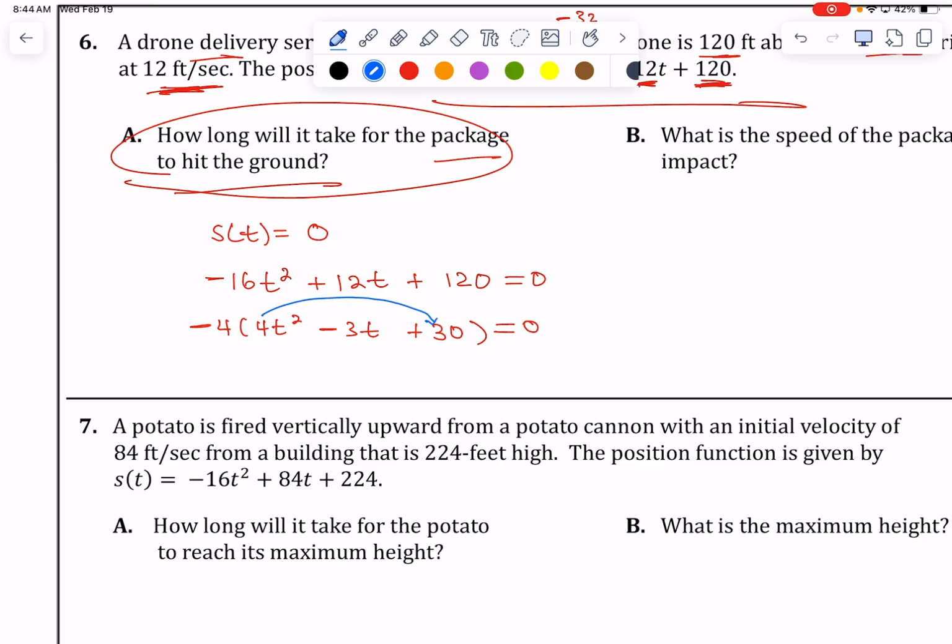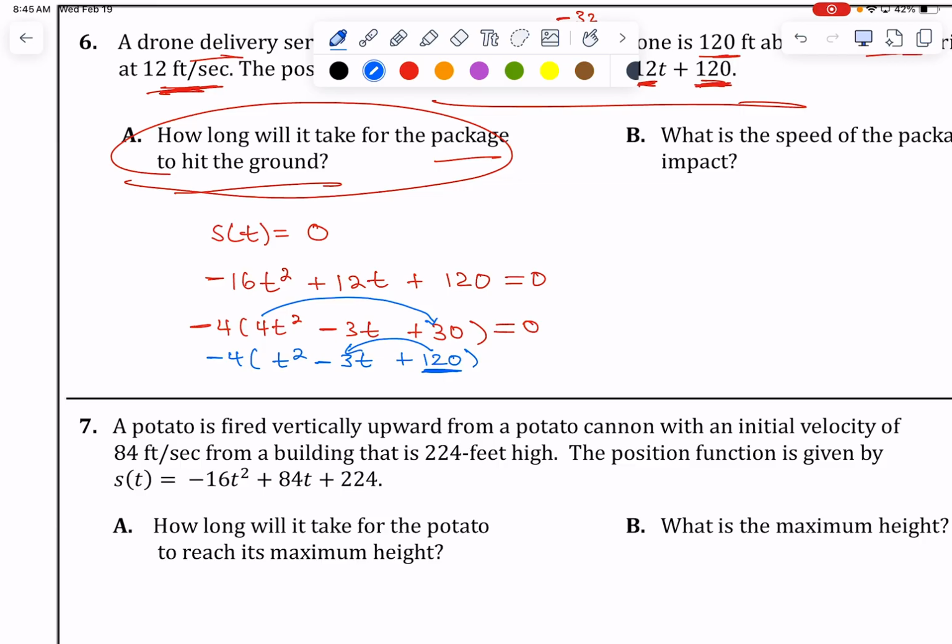You go 4 times 30. We just learned it yesterday, didn't we, Eden? So you got that negative 4 out front. So you're going to have t squared. Eden, tell them what to do. So you're going to have plus 120. So what you're doing is you're finding the factors of 120 that'll add up to give you negative 3.